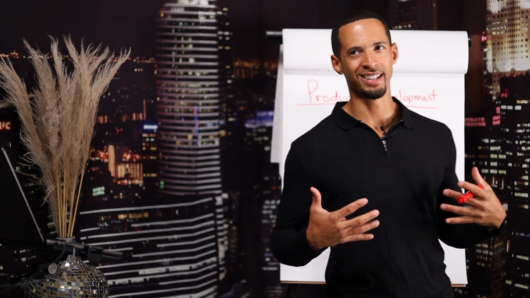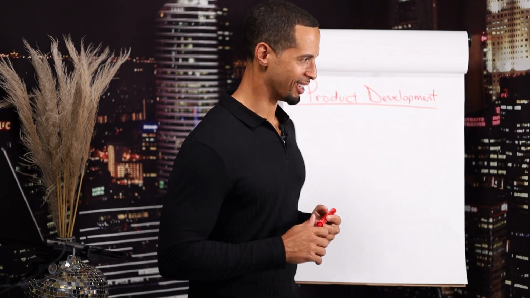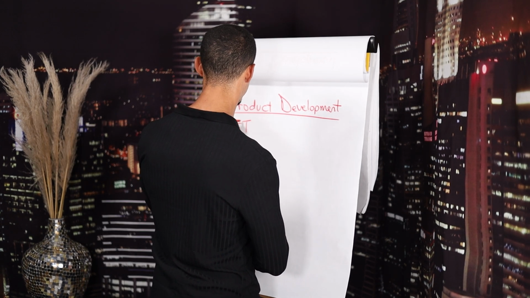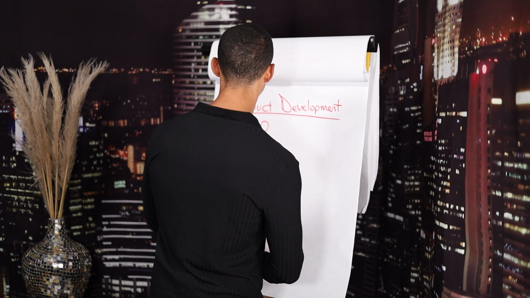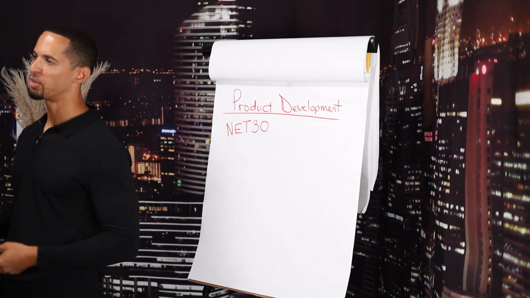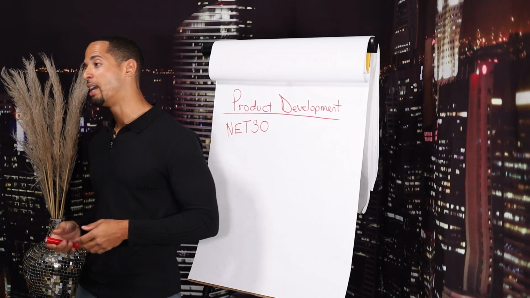Okay, this is the one that everyone's been waiting for. Net terms. Whether it be net 30, net 60, or net 90, everybody wants net payment terms from their supplier. So how do you get them? What are net payment terms before we hop in?